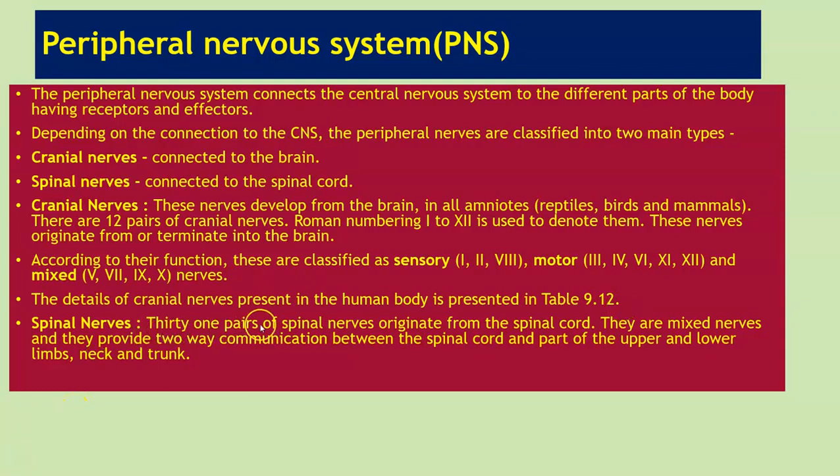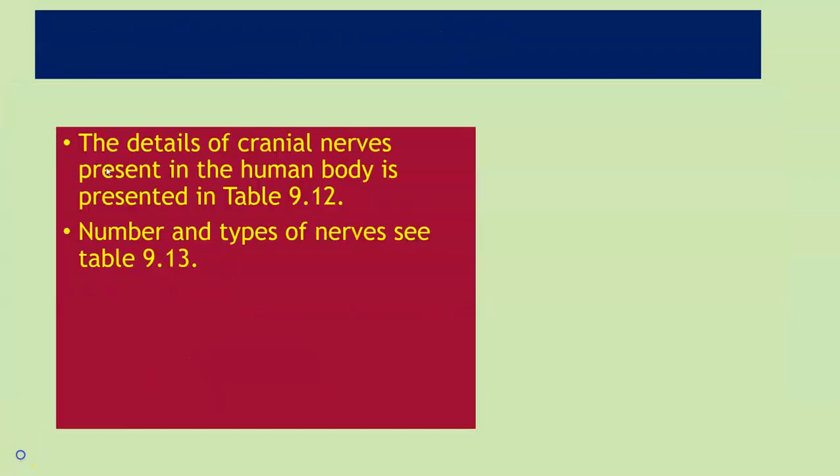Spinal nerves. 31 pairs of spinal nerves originate from the spinal cord. They are mixed nerves and they provide two-way communication between the spinal cord and part of the upper and lower limbs, neck and trunk. So students, as mentioned, the details of the cranial nerves present in the human body is presented in the table 9.12 and the number and types of nerves seen in the table 9.13. So you can refer to both these tables in your textbook.